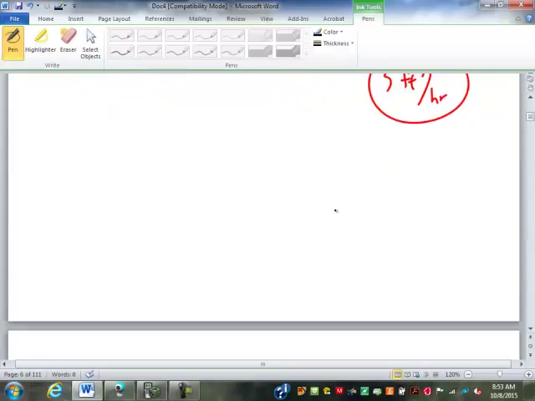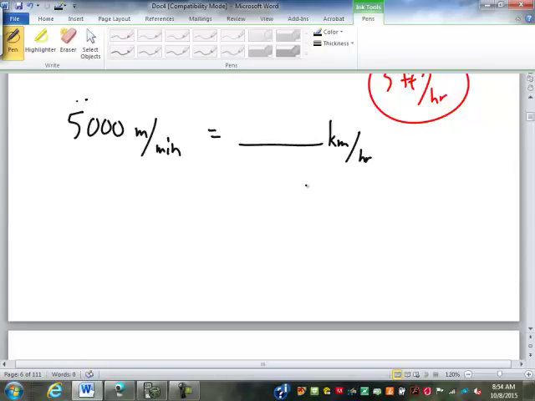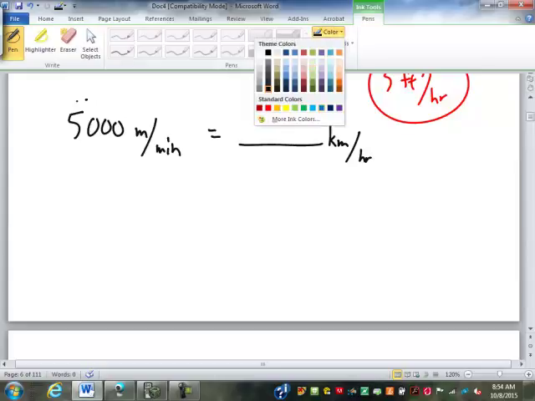Let's look at running at 500 meters per minute and converting that into kilometers per hour. So with our metric units, things can look a little bit trickier.